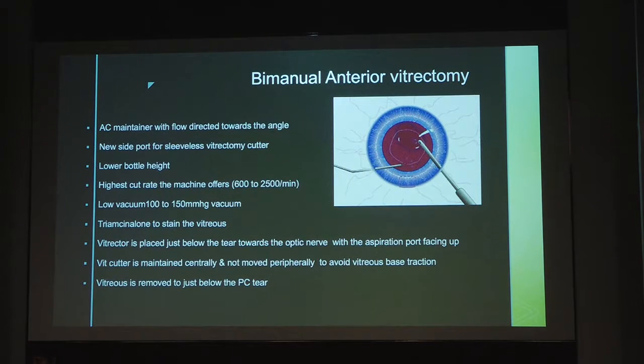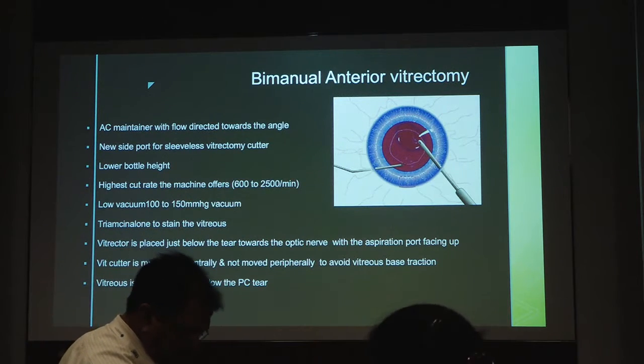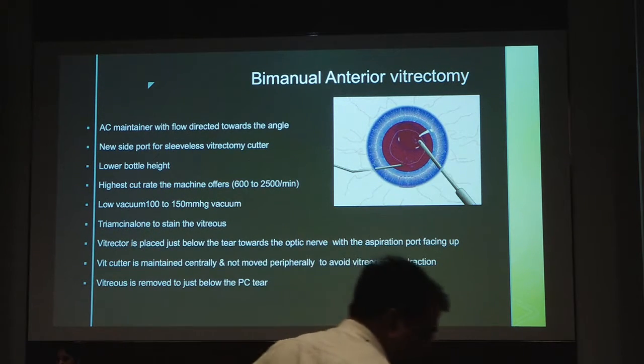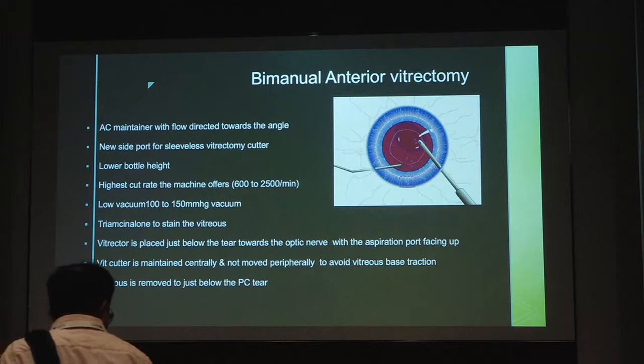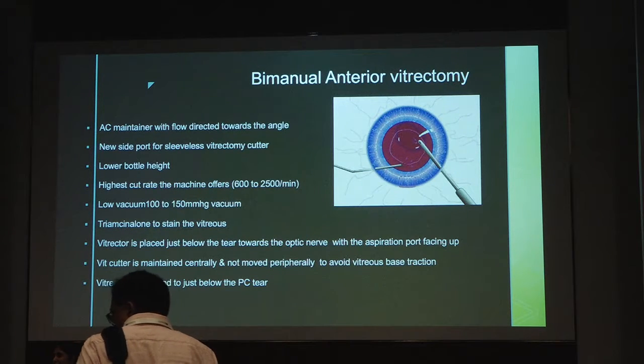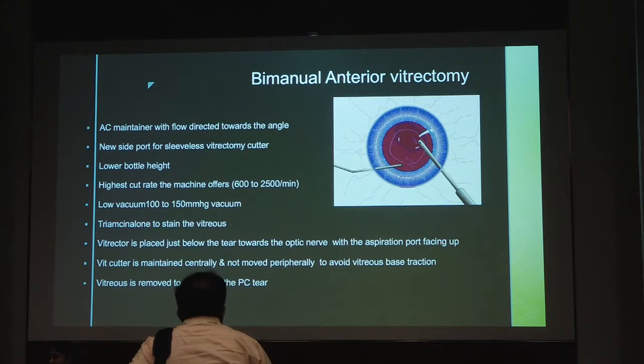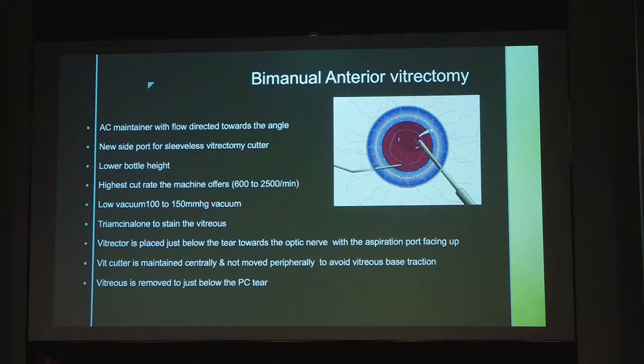So for bimanual anterior vitrectomy, some of the principles are that the AC maintainer should be directed towards the angle. I'm talking from an anterior segment point of view. You make a new side port for a sleeveless vitrectomy cutter, lower the bottle height, and use the highest cut rate the machine offers. Now you have very high cut rates, even beyond 2500. Lower the vacuum to 100 to 150 millimeters.